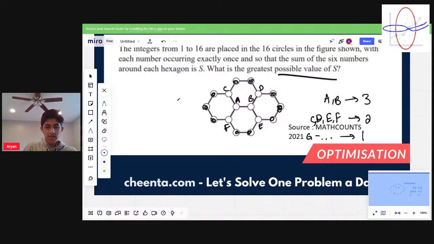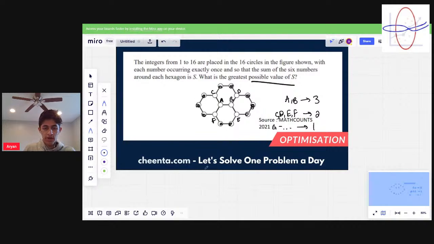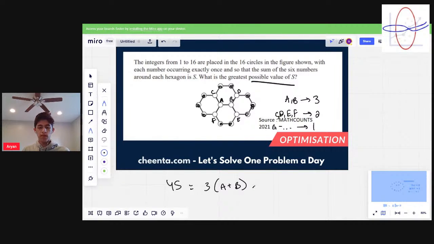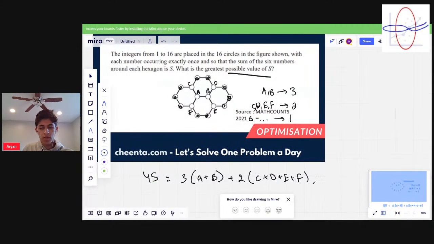So this tells us that if I add up all of the hexagons, that's 4s, because each hexagon has a sum of s. If I add up the numbers around each hexagon and add up all 4 hexagons, I get 4s. But in terms of our letters, I get A and B both counted 3 times, so 3 times (A plus B), and then plus 2 times (C plus D plus E plus F), and then plus G onwards.